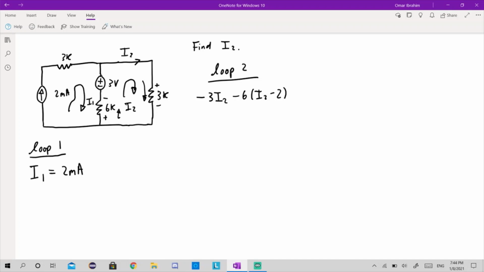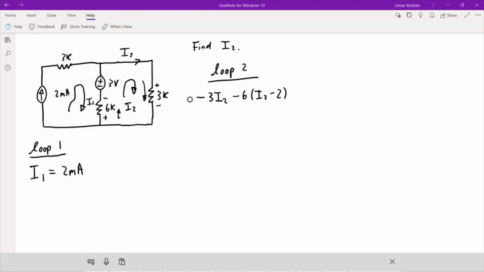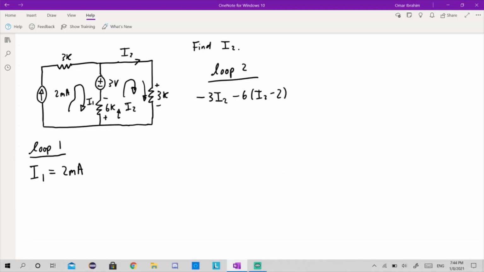Now we go up through this 3-volt battery. Since we're going from negative to positive, that means there's a voltage increase. So we're going to add 3 volts to that. And then we finished our loop. Okay. So we set that equal to 0. And we're just going to simplify some stuff. 3I2 minus 6I2 plus 12 plus 3 equals 0.